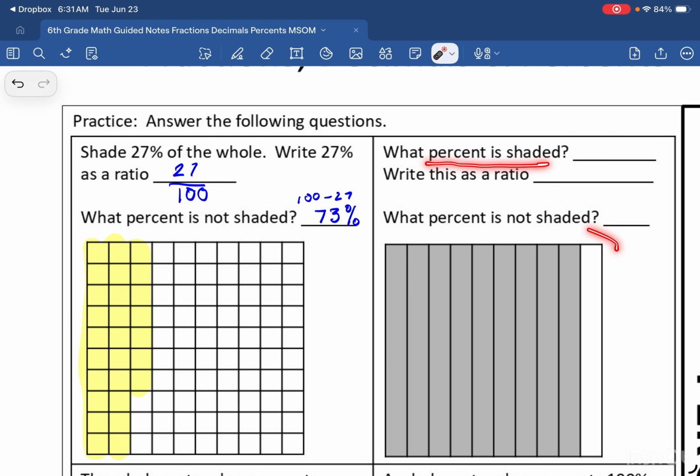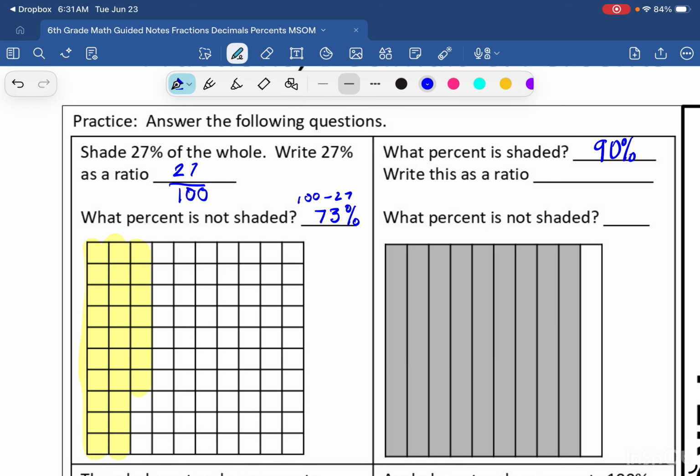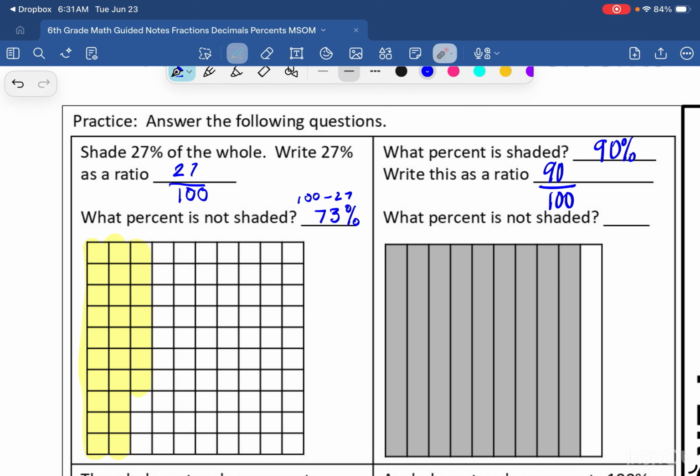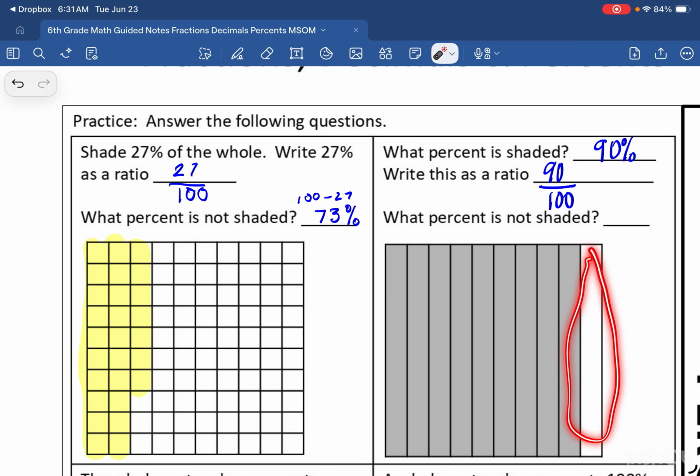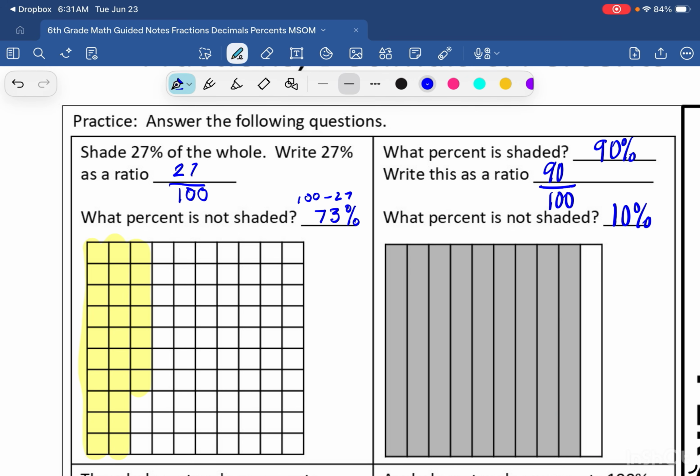This question asks me what percent is shaded. So here's my whole at 100. It is divided into 10 sections, so that must mean each section is 10%. So I have 10, 20, 30, 40, 50, 60, 70, 80, 90%. Write this as a ratio. That will be 90 out of 100. What percent is not shaded? Well, I have one bar that is not shaded, so that would be 10%.